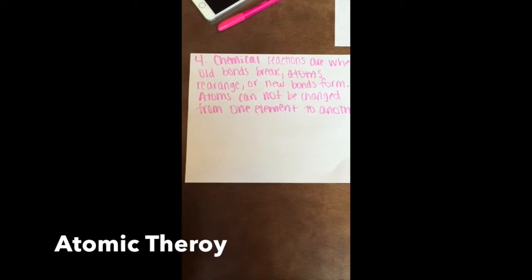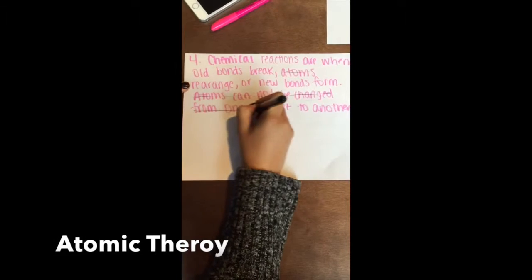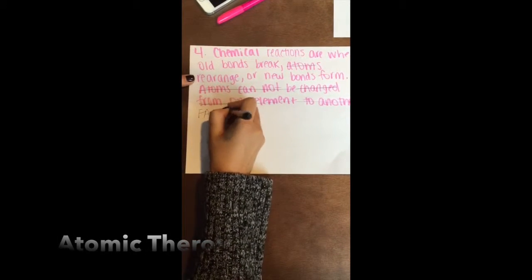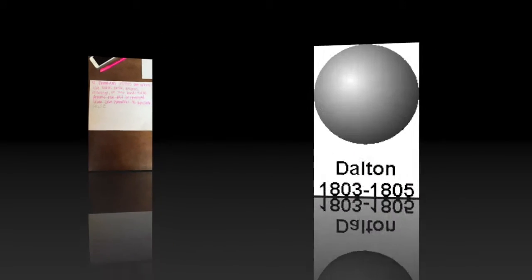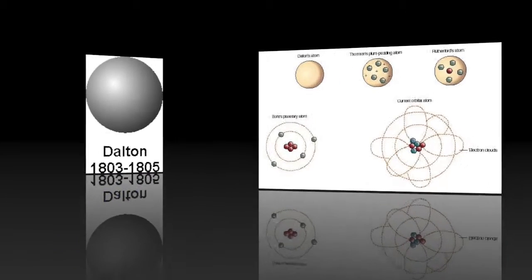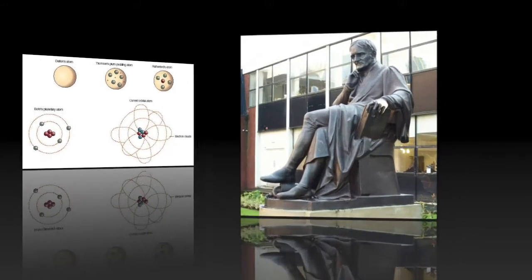4. Chemical reactions are when old bonds break, atoms rearrange, or new bonds form. Atoms cannot be changed from one element to another. This is false because nuclear reactions can change one element to another. Even though some parts of his theory were wrong, his studies were still a scientific breakthrough. Scientists learned a lot from Dalton's contributions and added them on to create new and improved theories.